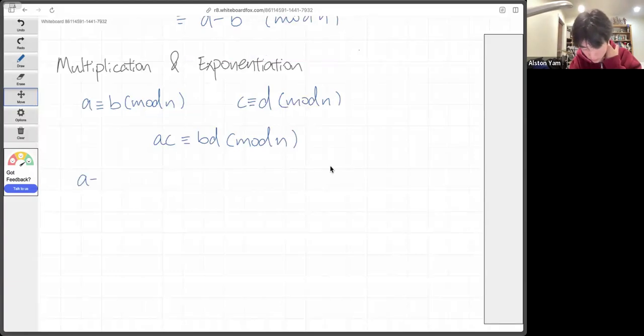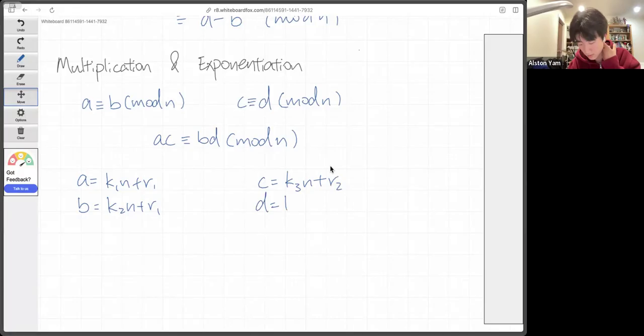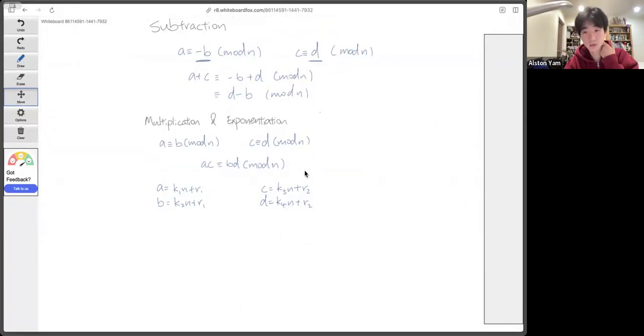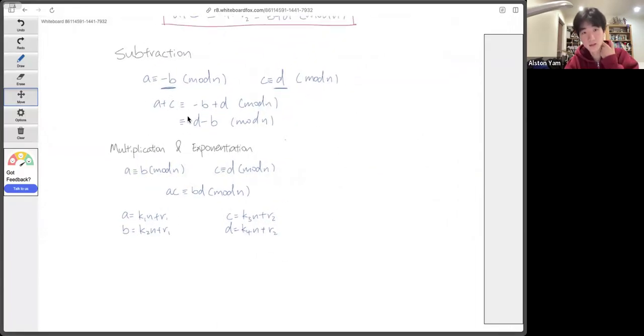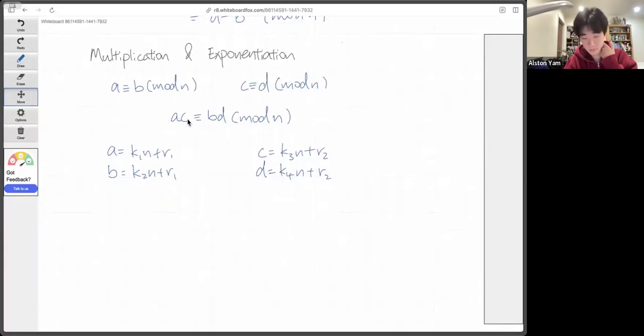So we have A is equal to K1n plus R1. B is equal to K2n plus R1. C is K3n plus R2, and D is K4n plus R2. Cool. This is exactly what we had before. So, what did we do in the previous question? We subbed in the values for A and C, and we computed A plus C, right? So let's do the same thing here, and let's compute A times C.